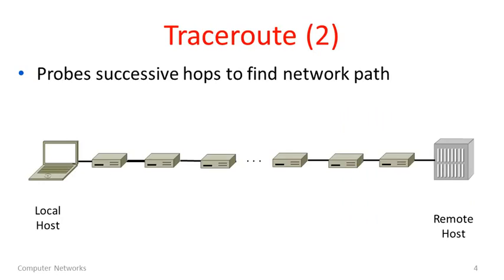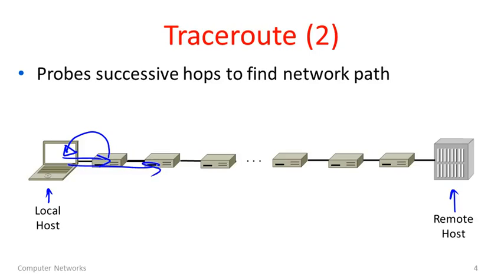Okay, so here's how Traceroute works. Traceroute probes successive hops in order to find the network path between a host that's doing the probing, over here on the left, and a destination host on the right-hand side. So this might be some remote web server, and you want to find the network path between your computer and the remote web server. What Traceroute does is it sends a packet towards that remote host, only a single hop into the network, and then causes the network to send a reply back.